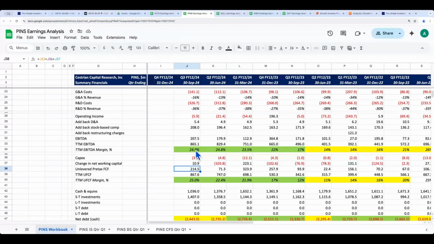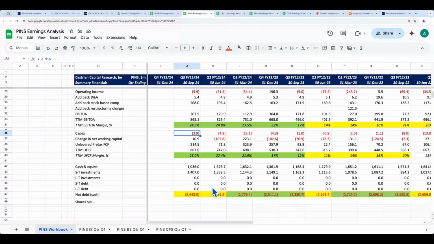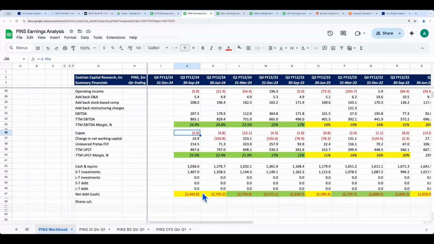CapEx is very limited in this business. There's hardly any of it. So it's a well-run business that knows how to manage cash flow. Very nice balance sheet, no debt at all. $2.4 billion in net cash, down slightly on the last couple of quarters, but still pretty good.